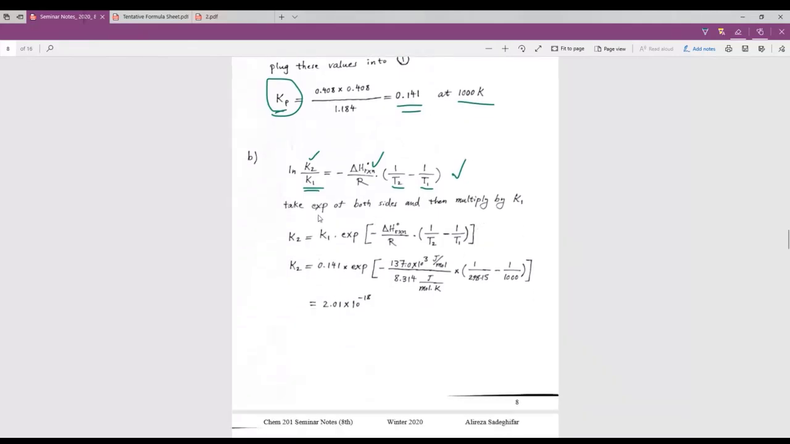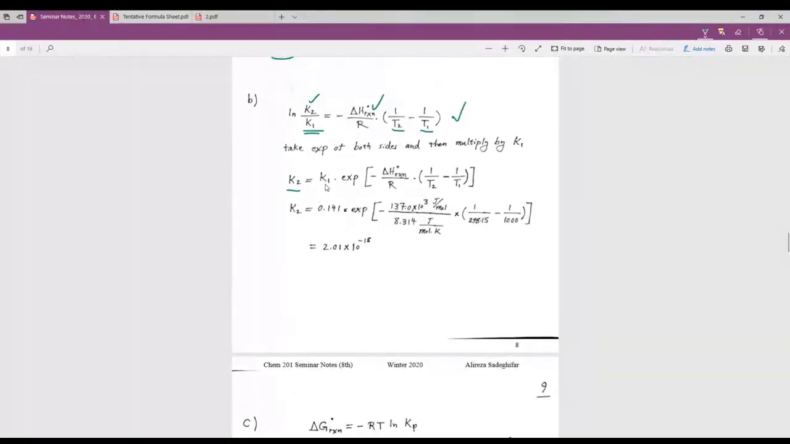Anyways, in order to simplify this equation, what we always do is we take the exponential of both sides and then multiply it by K1. If first you take the exponential of both sides and then you multiply both sides by K1, you get a very simple equation for K2 based on the other variables in the system. So if you plug those values into this equation, then what you calculate is K2, which is this value.